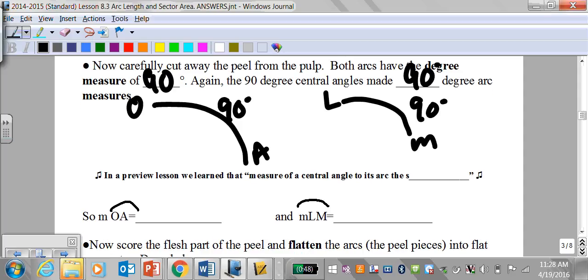Stay right with me, guys, because I'm about to blow out your minds. Truly. Okay. We know that the measure of the arc OA is 90 degrees, correct? And the measure of the arc LM is also 90 degrees, because of the measure of a central angle to its arc. Excellent.